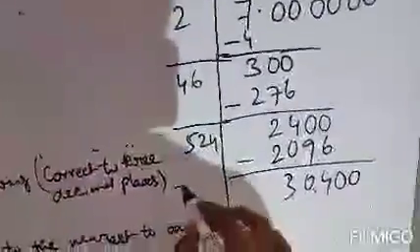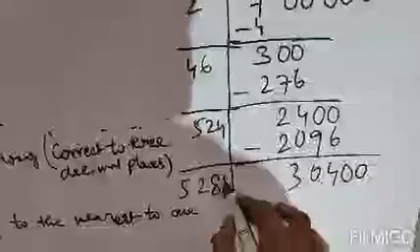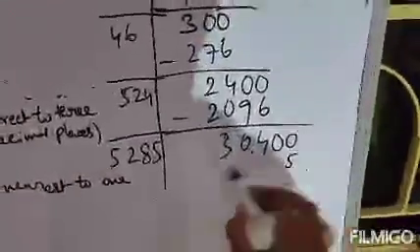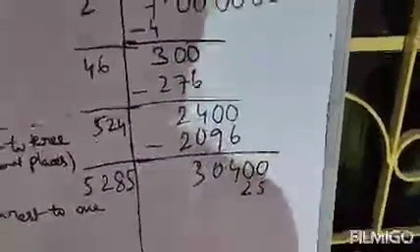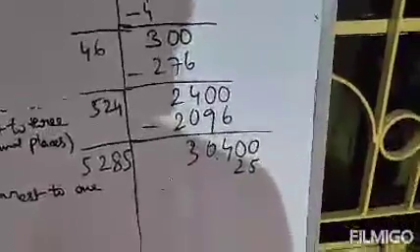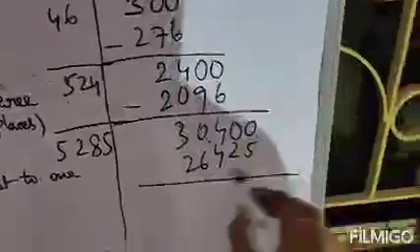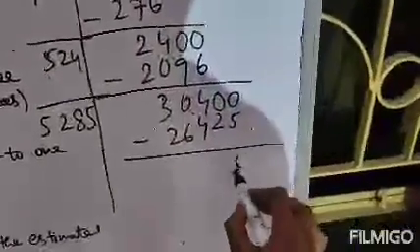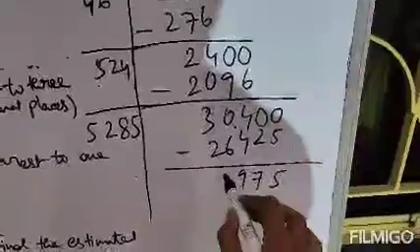Multiply it by 2. 2 4s are 8, 2 6s are 12, carry 1, 2 2s are 4, and 1 is 5. Clear? Now multiply it by 5. So 5 5s are 25, carry 2, 5 8s are 40, and 2 is 42, carry 4, 5 2s are 10 and 4 is 14, carry 1, 5 5s are 25 and 1 is 26. Now subtract. So 3975.